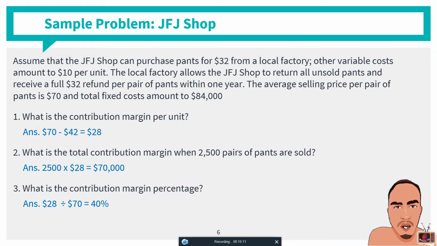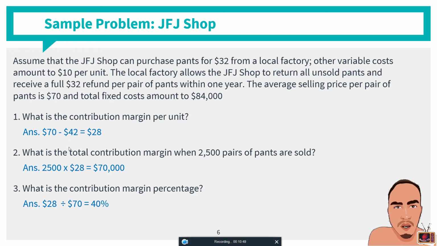Then the next question is, what is the contribution margin per unit? So contribution margin per unit, as per the formula, it's the price of the product, $70, minus the $42, which is the total variable cost. So this would equal $28. So the contribution margin per unit is $28.